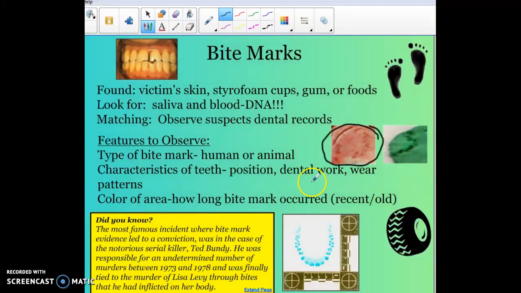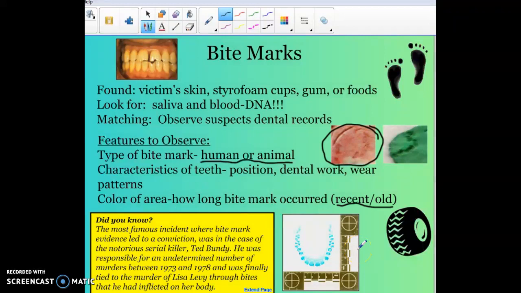Some things to observe when they're looking at bite marks is whether the bite mark was human or animal. That's kind of important because if it's animal, they're not really going to try to figure out where it came from. The characteristics of the teeth, position, dental work, wear patterns, so on and so forth. And those, your dental records or your bite marks, are unique characteristics to you. And then the color of the area, how long the bite mark has been there for, right? Is it recent or is it old?